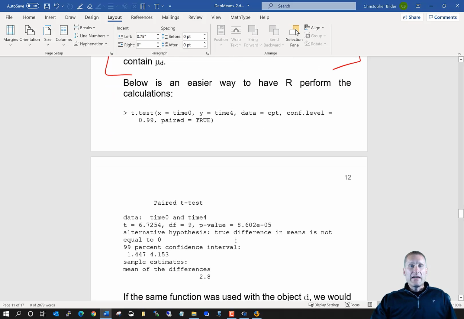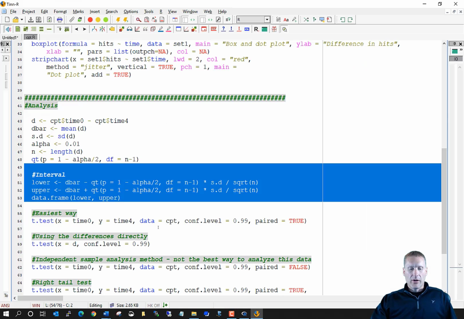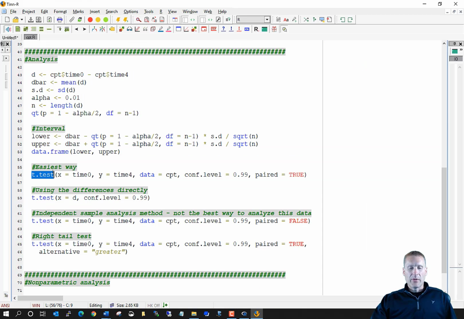So here's a little bit easier way to perform these calculations in R. Use, as we've done before, the t.test function. For the first argument, we have an argument called x. This is where you put what you would refer to as population number 1, in this case the time 0 values. Then y gives us our time 4 values, the sample from population number 2. My data is in a data frame called CPT, confidence level of 0.99, and here's a very critical part.